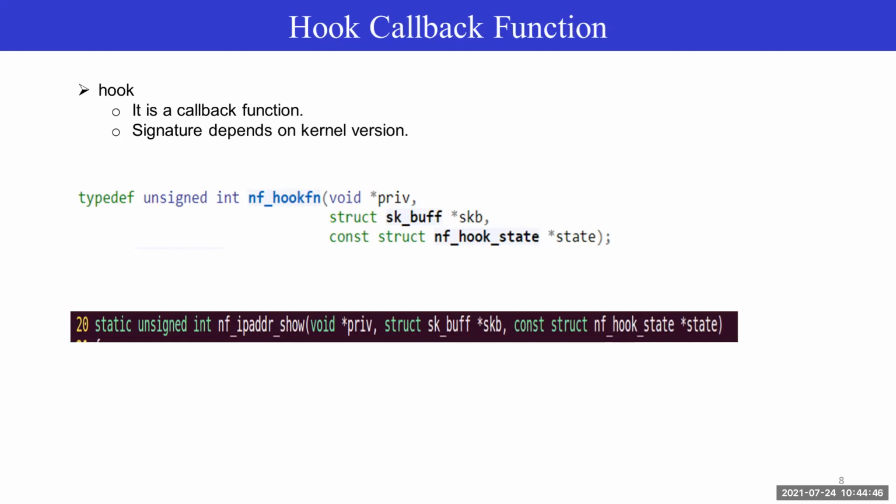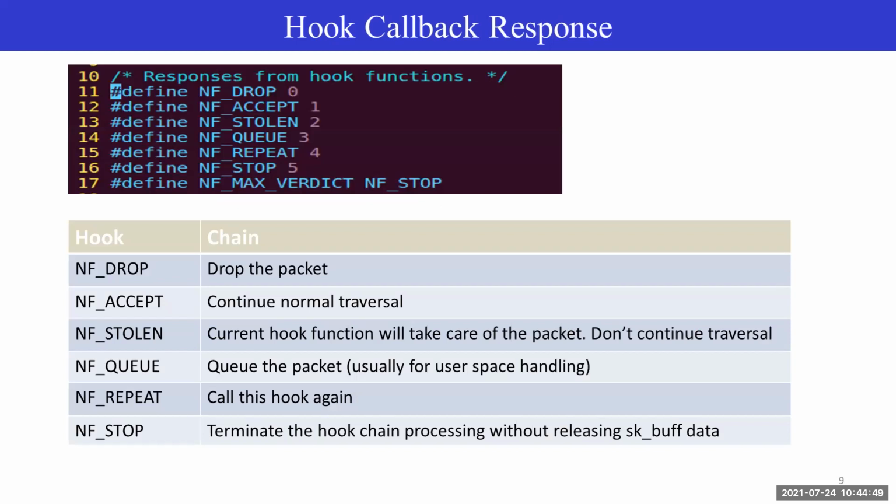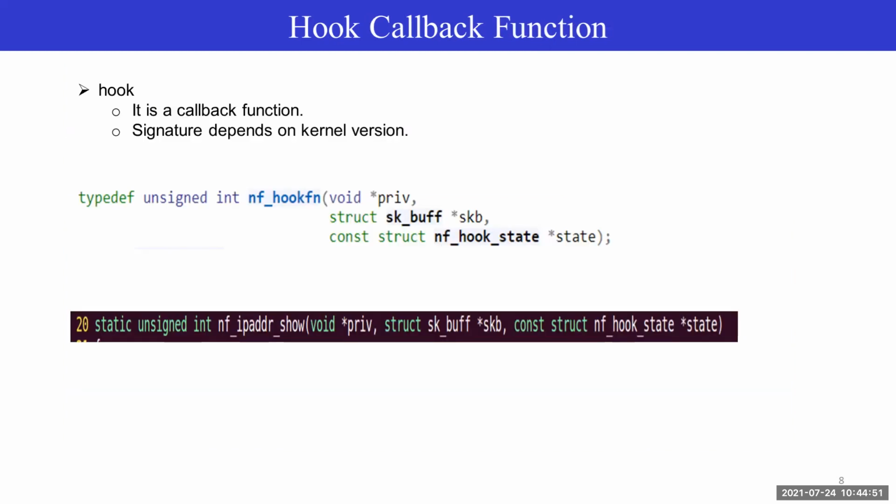Okay, and then what will be the callback response? Because we have seen that it is returning unsigned int as the return value of the callback function. This is important because based on your return value, either the next callback routine will be called, or if there is no more callback routine for that particular hook point, then the packet will be processed further to the upper layer or to the lower layer based on which hook point we are talking about.